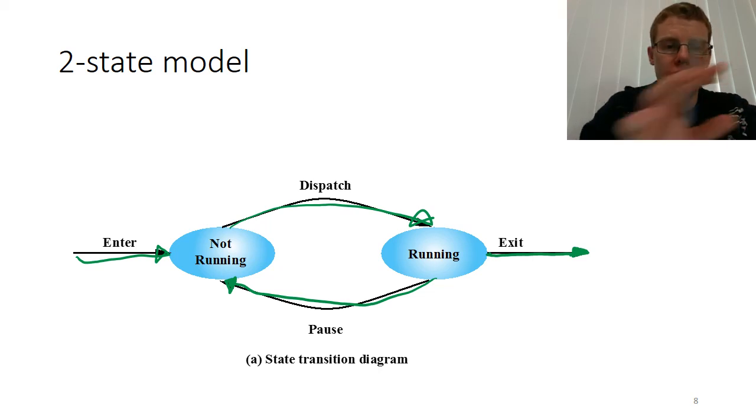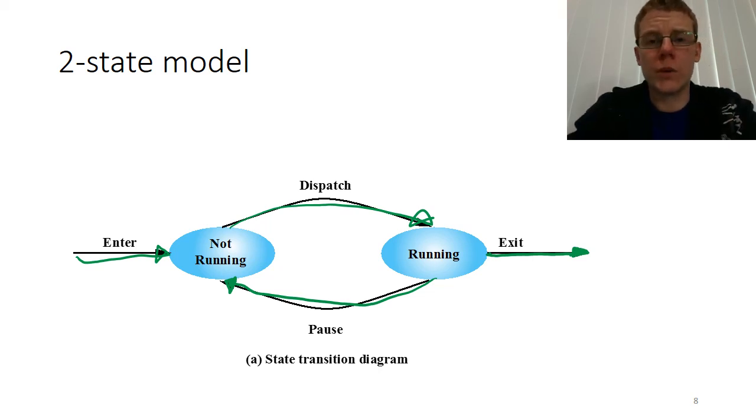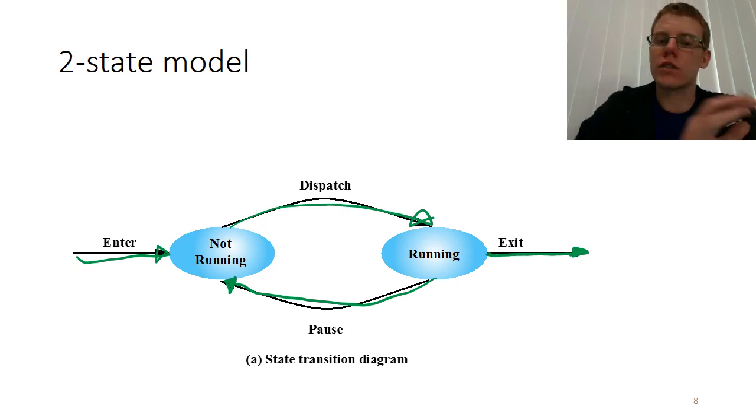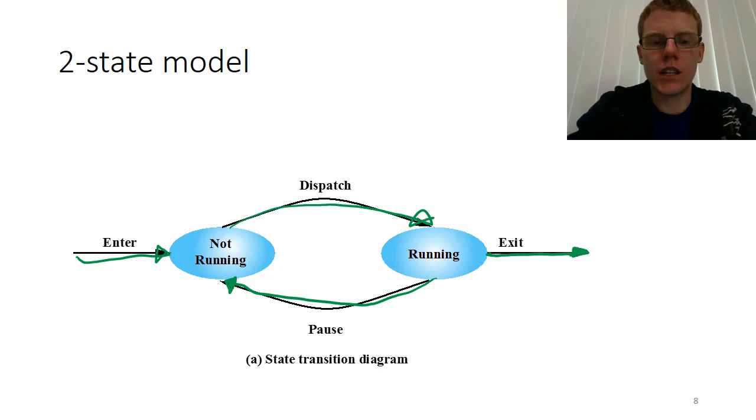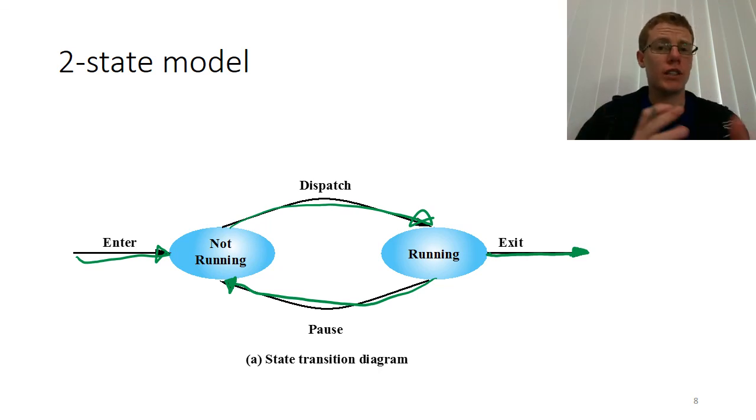Now, this is the simple two-state model, and we're actually going to introduce more detailed multi-state models that are more reflective of what happens in actual real-life operating systems, because it's not as simple as this. But the idea that a process can be in multiple states as far as its execution is concerned is something that you should keep in mind from this video.